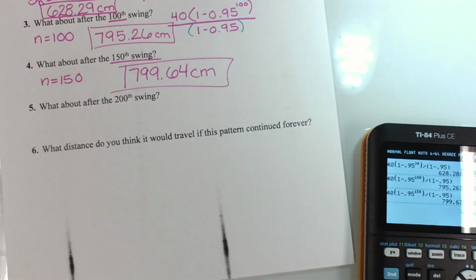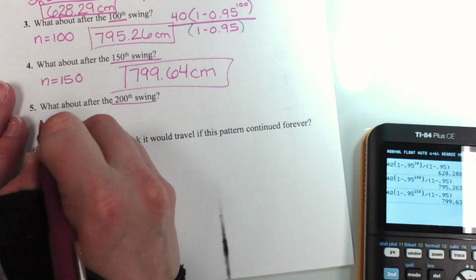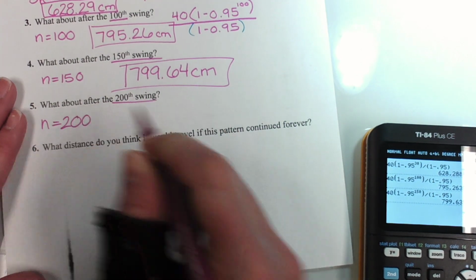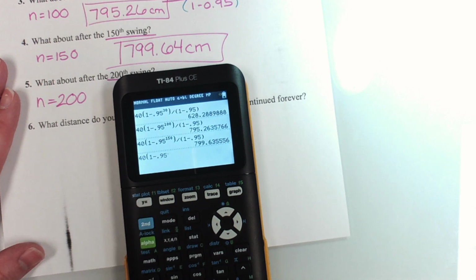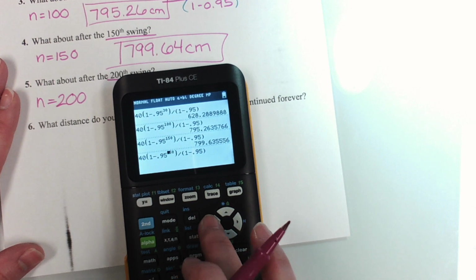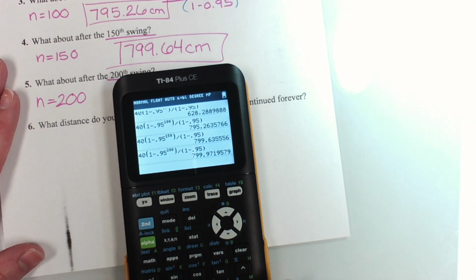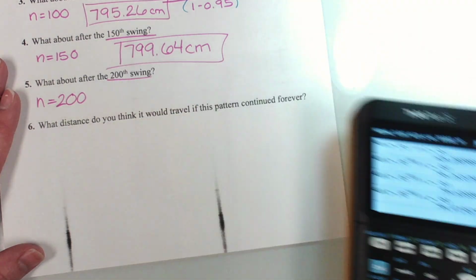Okay, next one says, what about the 200th swing? Jaden, what's the change? You switched the 150 to 200? Mm-hmm. N is now 200. Okay, so second, enter. Scrolly, scrolly, scrolly. Change that to a 200. Now I've got 799.97.